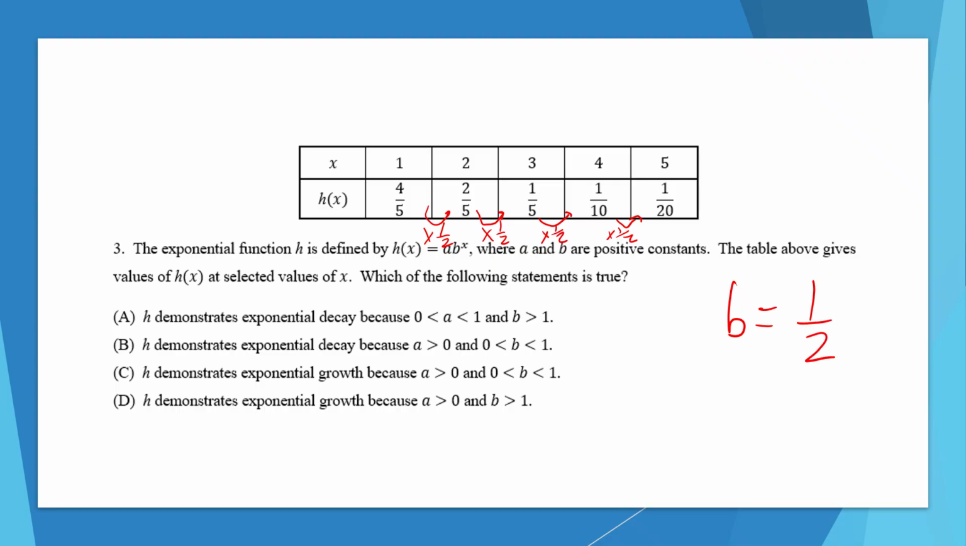So let's just look at the criteria first. Looking at these, b is 1/2, which is obviously less than 1. So we can eliminate D and we can eliminate A. And then also from this, we know that the numbers are decreasing, they're getting smaller because you keep cutting it in half every time. And so this is an example of exponential decay, not exponential growth, making B the correct answer there.